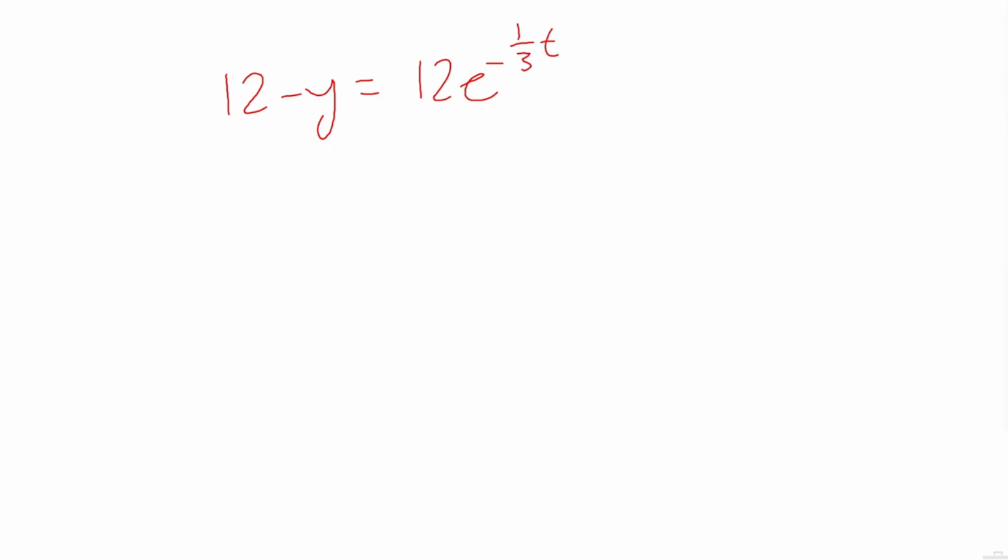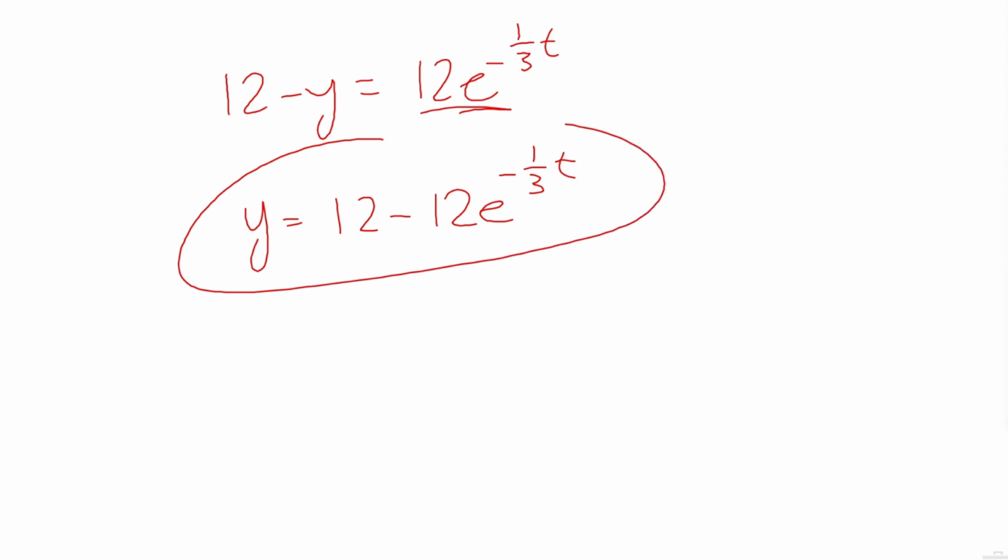We can then just add y to both sides and then subtract the 12e to the negative 1/3 t to the other. So we'll say y equals 12 minus 12e to the negative 1/3 t. And that's our final answer for part C. And that's worth a 4th point there for part C. So 4 total points in part C, with 1 in part A, 1 in part B. That's 6 total, which means that part D is going to be worth 3 points for us here.